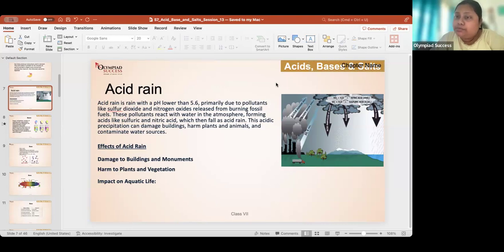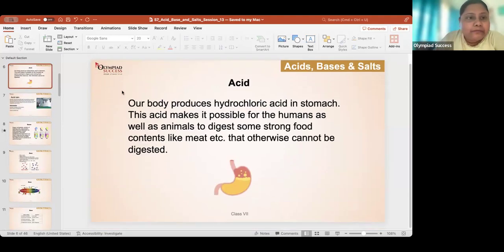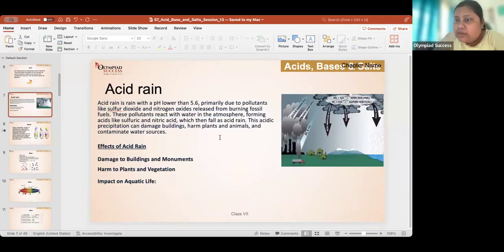What does it do? It is going to react with the atmospheric humidity and can produce a lot of acids. You can see in the picture that sulfur dioxide and nitrogen oxides from the factories are mixing with the atmosphere and causing formation of various kinds of acids. That leads to acid rain. First, acid clouds will be formed, leading to the formation of acid rain.